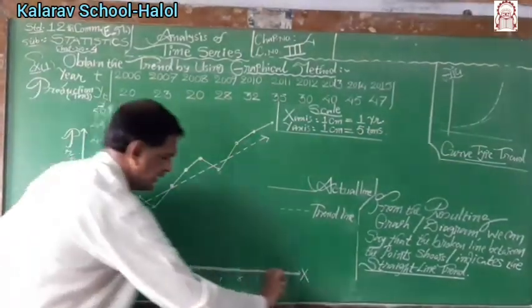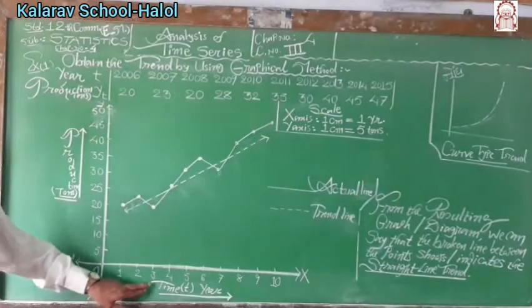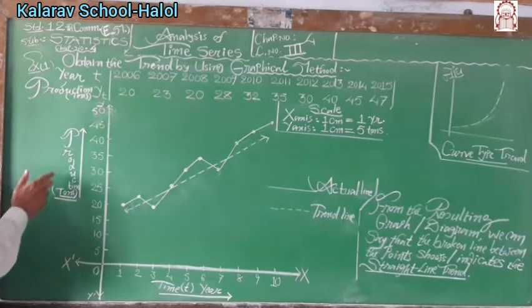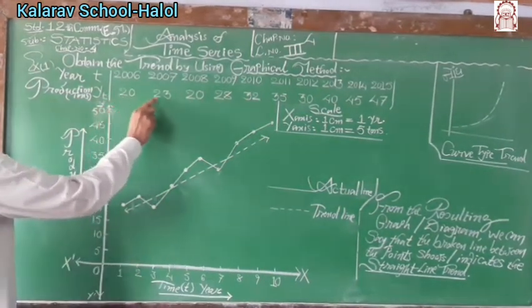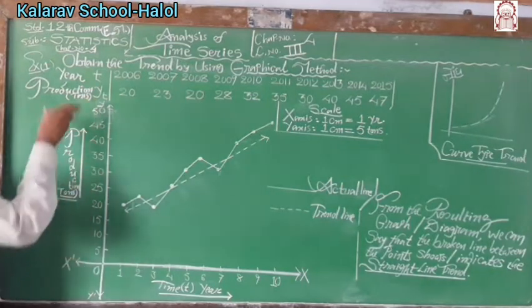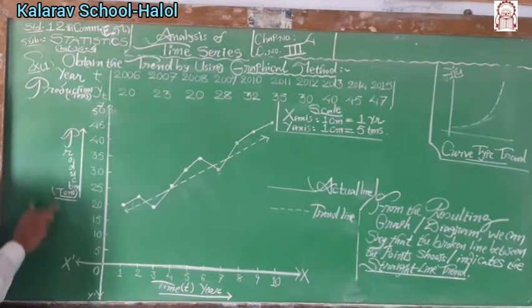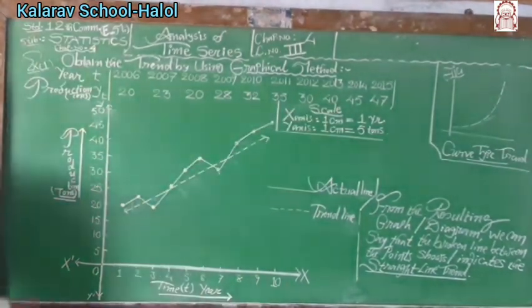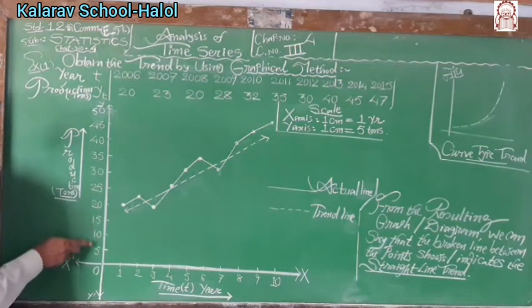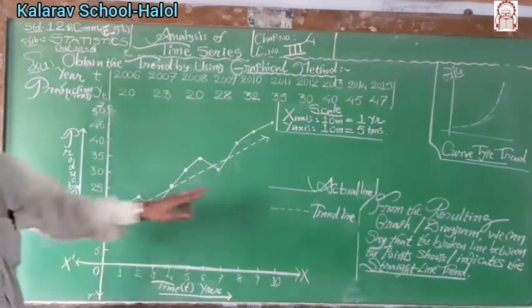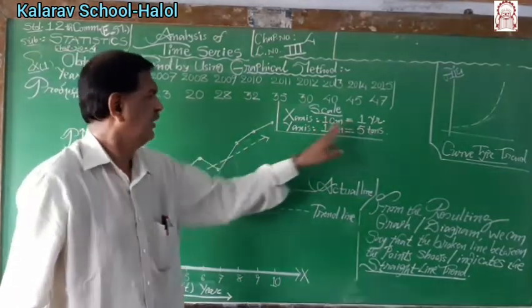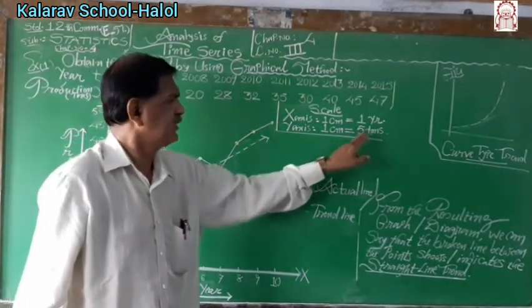Take on x-axis, that is horizontal line, time t, which is given in terms of year. On y-axis, that is vertical line, production, actual data, this data 20, 23, 20 and so on. On y-axis, production in tons. Maximum value is 47, therefore we can mark 5, 10, 15, means 1 centimeter equal to 5 units on the y-axis. The scale must be written: on x-axis 1 centimeter equal to 1 year, on y-axis 1 centimeter equal to 5 units or 5 ton.